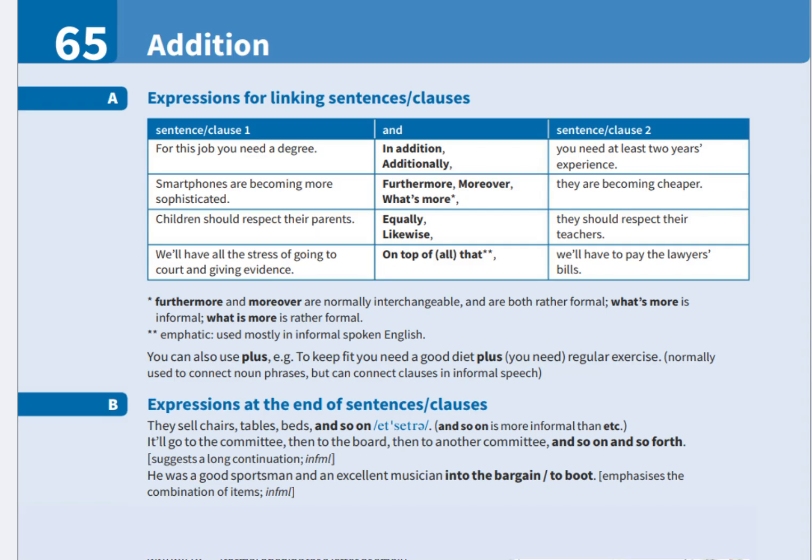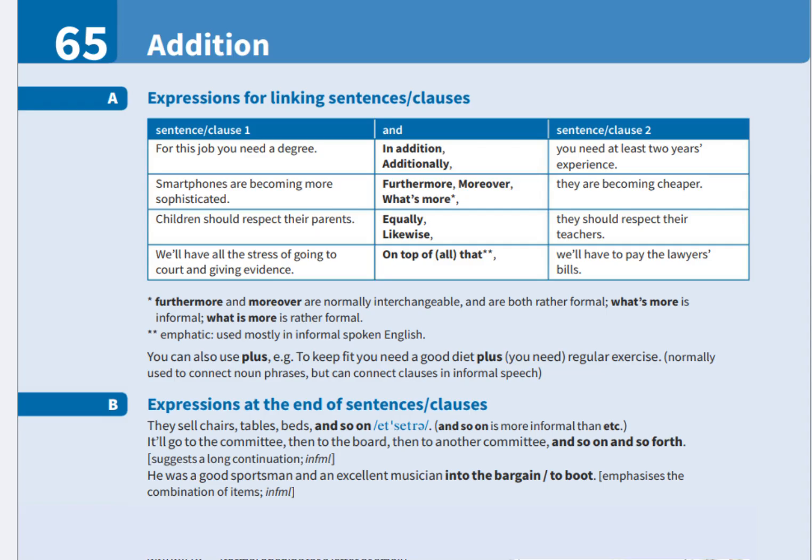B. Expressions used at the end of sentences. The expressions and so on and etc. show that a list continues in a similar way. For example, they sell chairs, tables, beds, and so on. We can also say, they sell chairs, tables, beds, etc. And so on is more informal than etc.